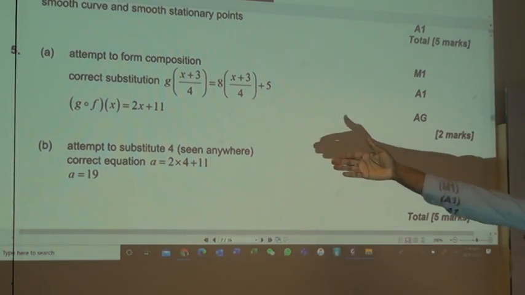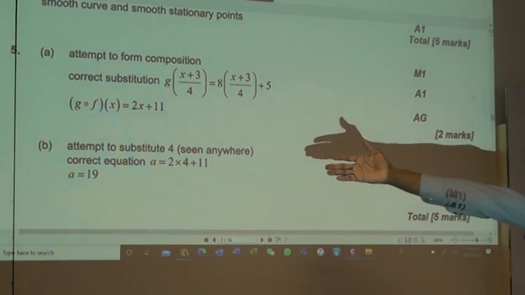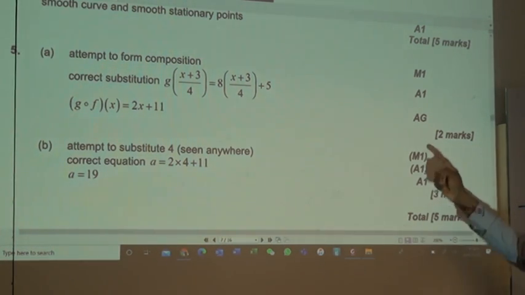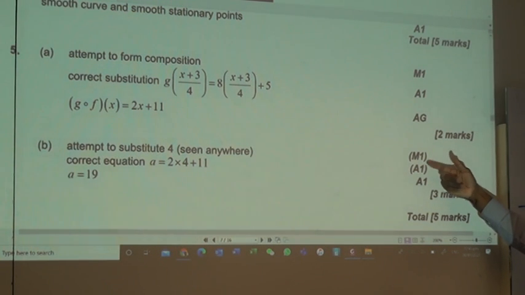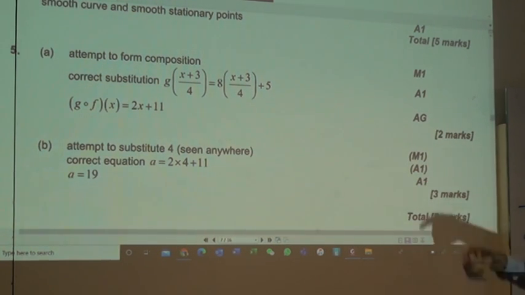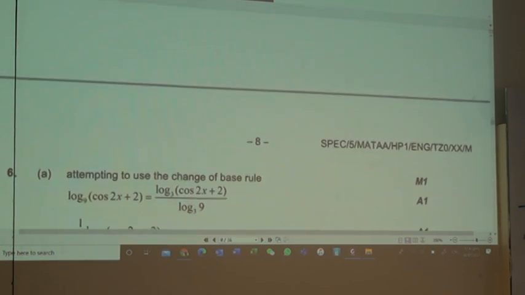And here, this is just substitution, you see? Nothing like inverse function. If I see that you substituted 4 and it's correct, and you get that. So attempt to substitute, you get M1. If your substitution makes sense, you get A1. Final result, you get A1. Okay? Easy stuff.